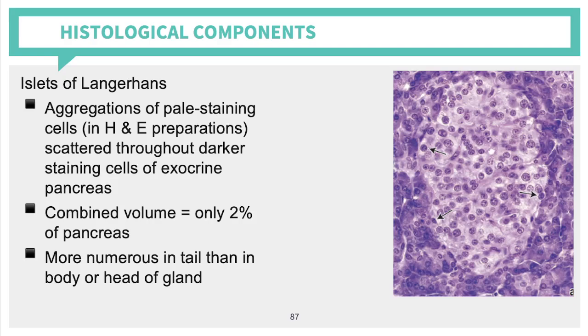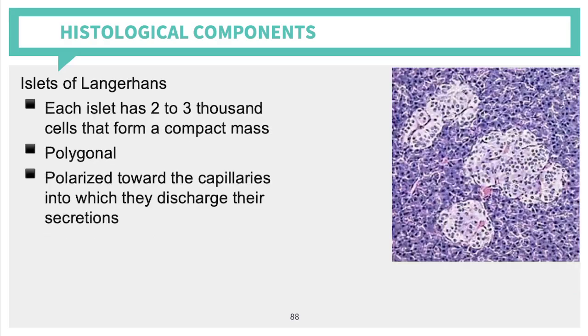Let's go here. Your islets of Langerhans are aggregations of pale staining cells in H&E preparation, which are scattered through the darker staining cells of your exocrine portion. So the darker portion now is the exocrine, and this lighter portion is the endocrine portion. Combined volume is only 2%, more numerous in the tail than in the body or the head. The cells are polygonal, polarized toward the capillaries into which they discharge their secretions. Okay?